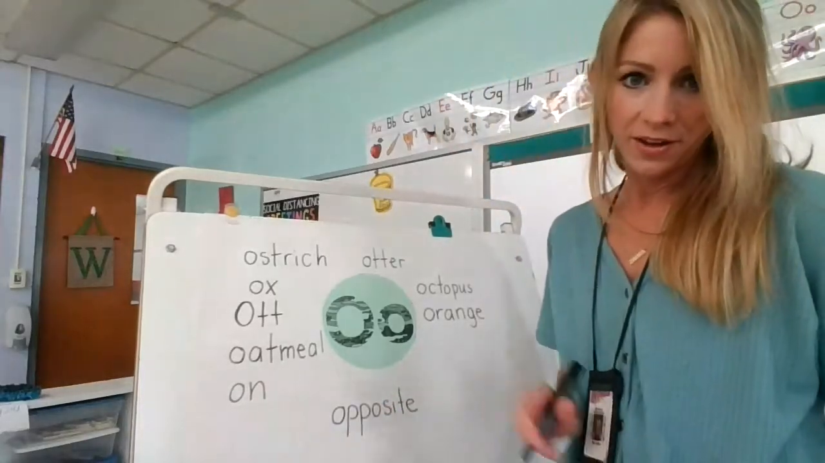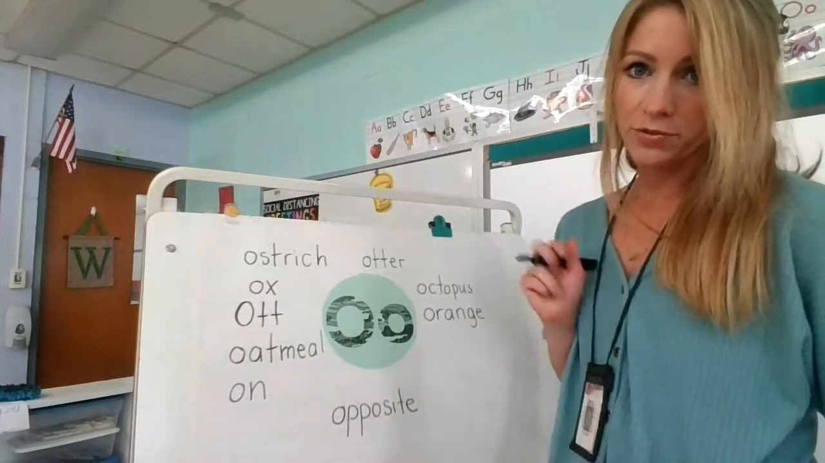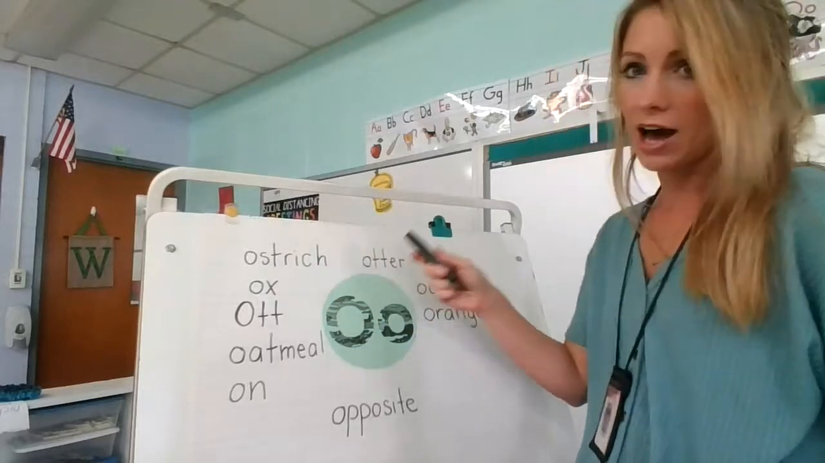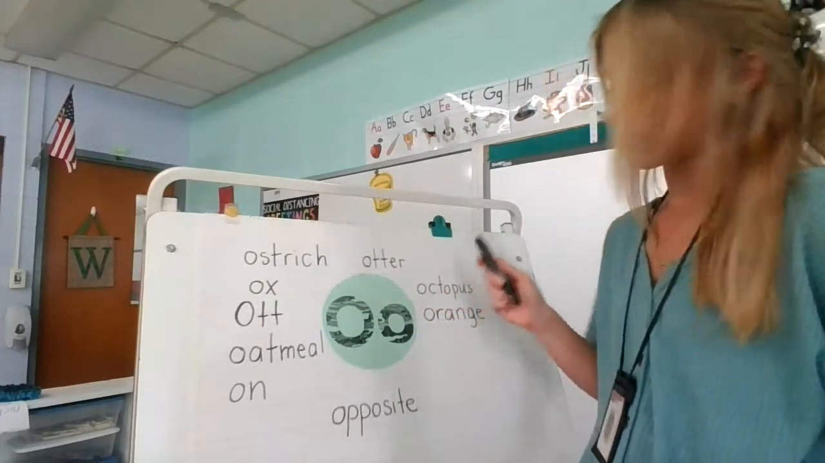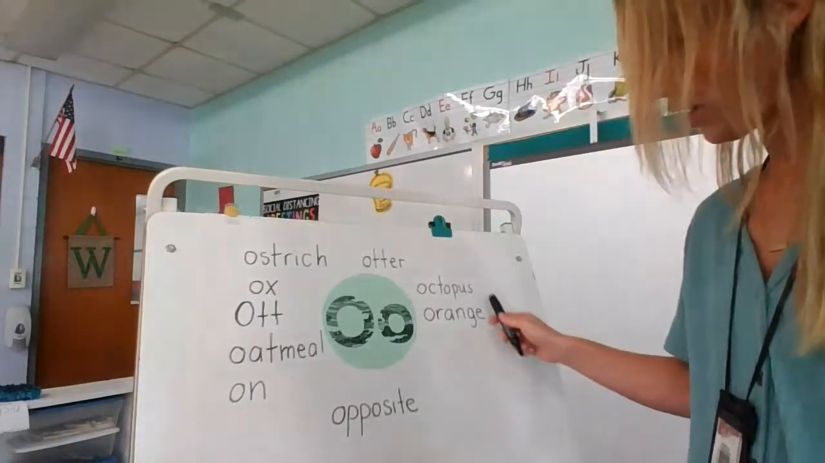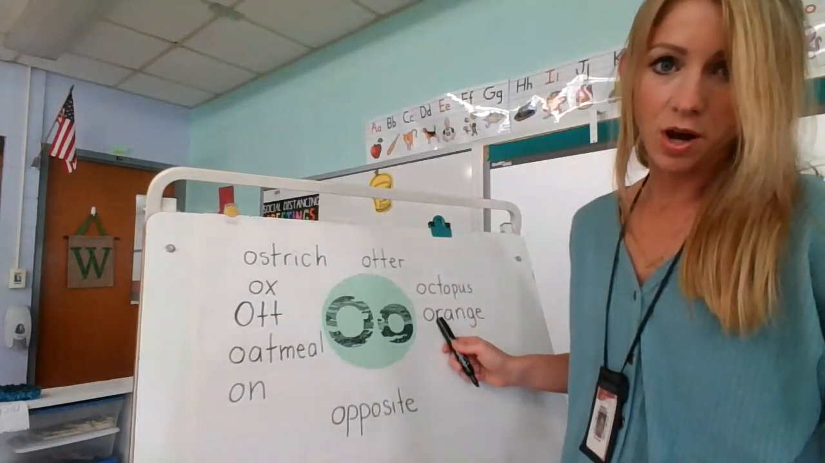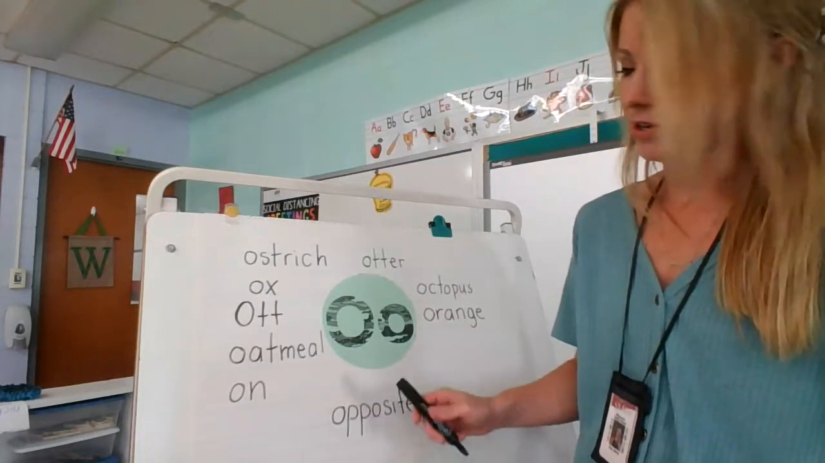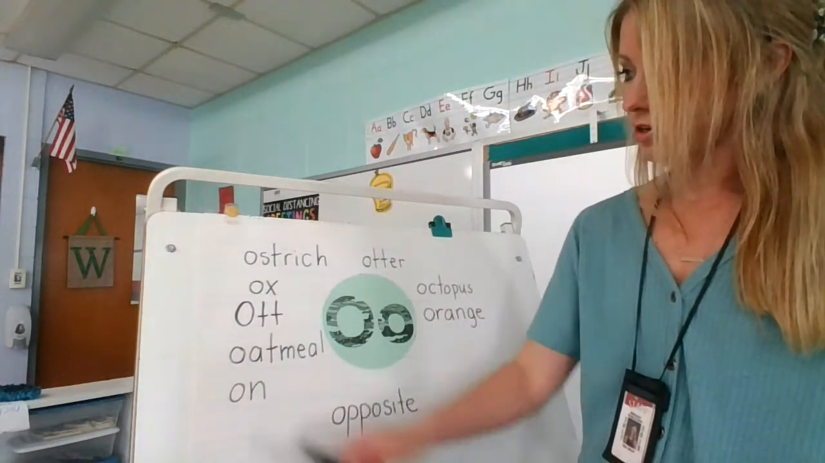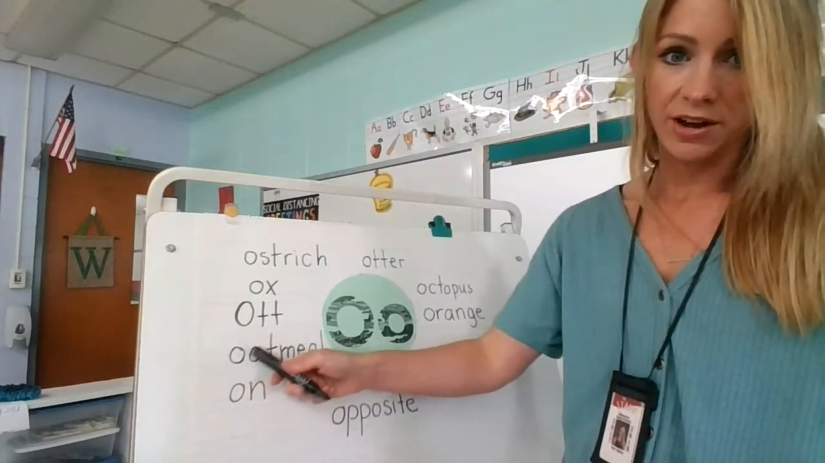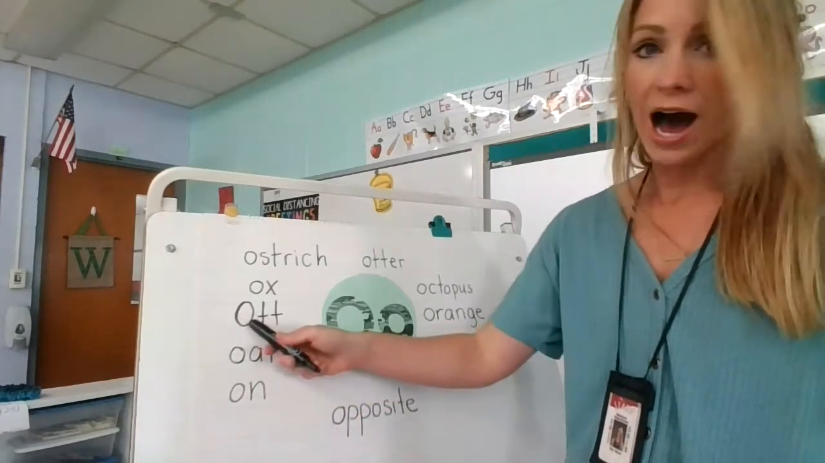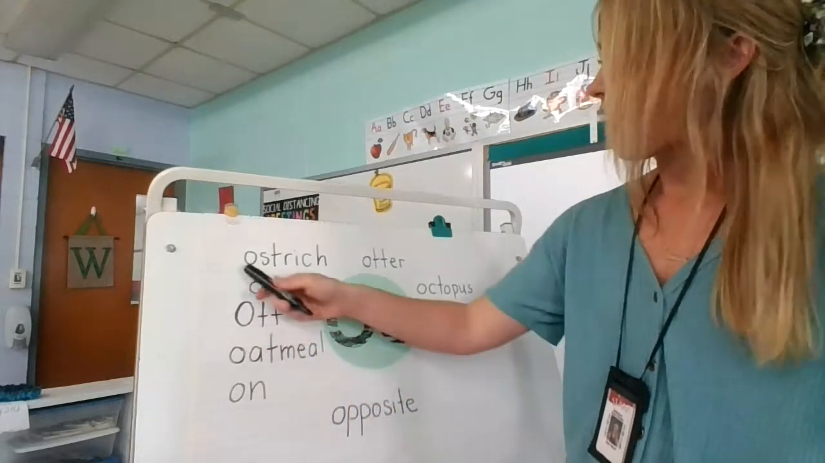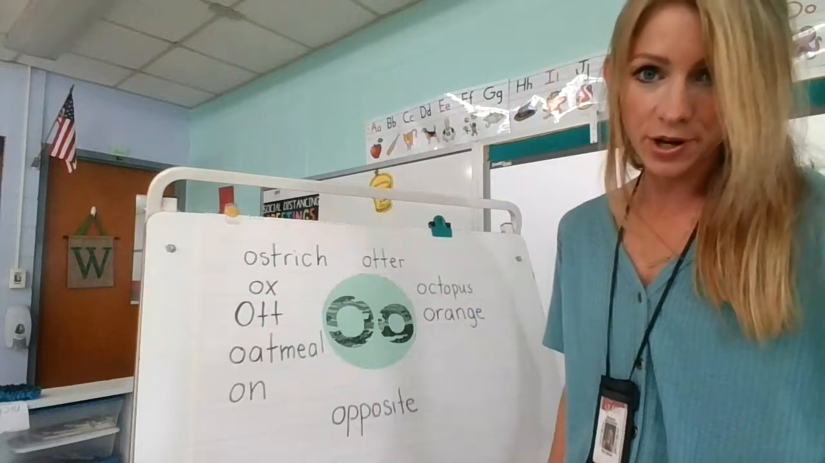All right. Okay, let's read some of these words. Ready? I'll read first. You read back to me. Ostrich. Otter. Octopus. Orange. Remember that one sounds a little different because we hear the O sound instead of the ah sound. Opposite. On. Oatmeal. There's the O sound again. Oatmeal. Ott. Like Mrs. Ott. Ox. Ostrich. Whoa, so many O words today.